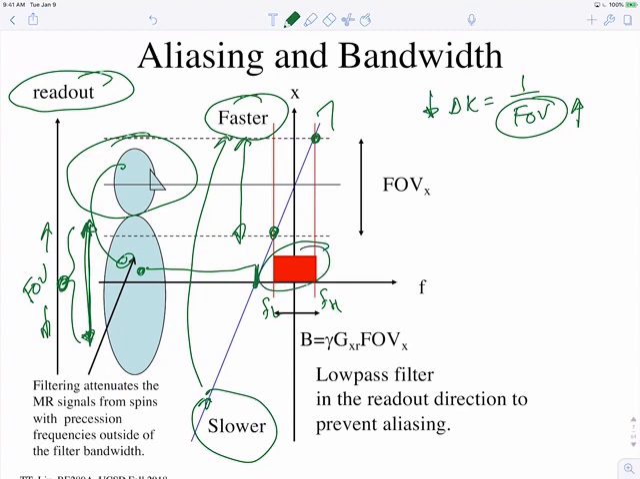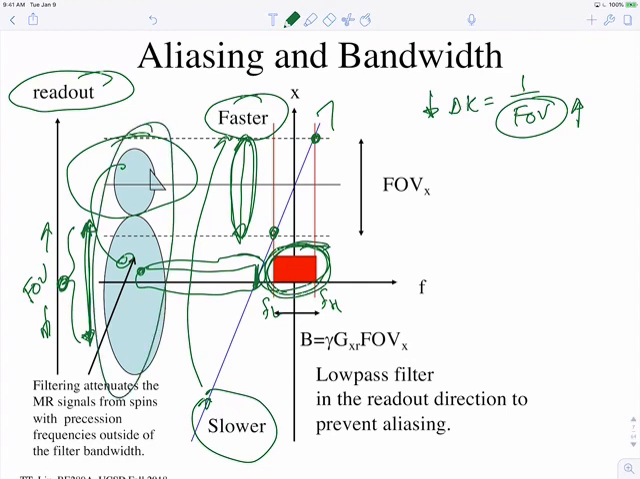So depending on where things are in the readout direction, that determines the frequency of the spins. And if I can just apply a filter that keeps the spins in this region, then I can basically filter out all the information coming from these other spins, and that allows me to get around it. So I can set my FOV to just cover this region. I don't have to have the FOV cover this entire region.